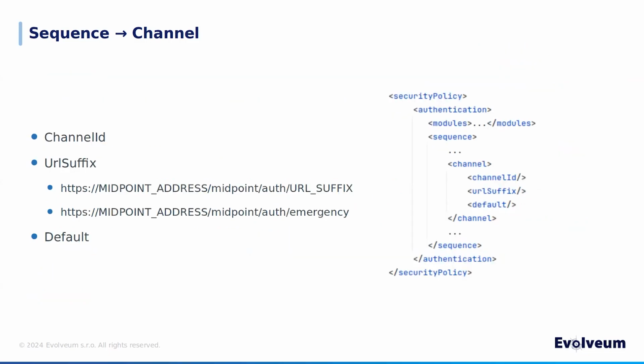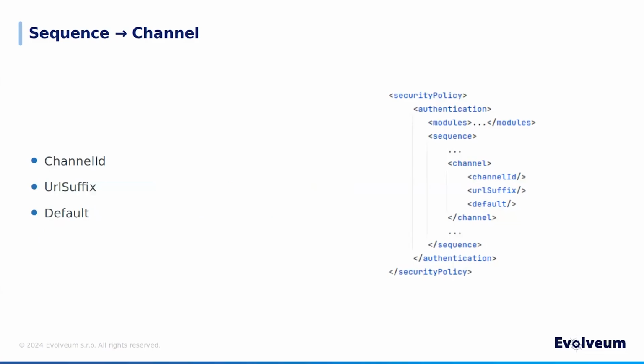The URL suffix attribute is used in the URL during the authentication process to identify the sequence. The URL suffix attribute can be used to select this authentication sequence. If we have a configuration for a sequence with identifier admin-emergency that contains the value emergency as URL suffix, then we can directly use the sequence by the URL that you can see. The attribute default specifies whether this sequence is the default sequence for a specified channel defined by channel ID. The default sequence is selected if a specific sequence is not requested using the URL suffix.